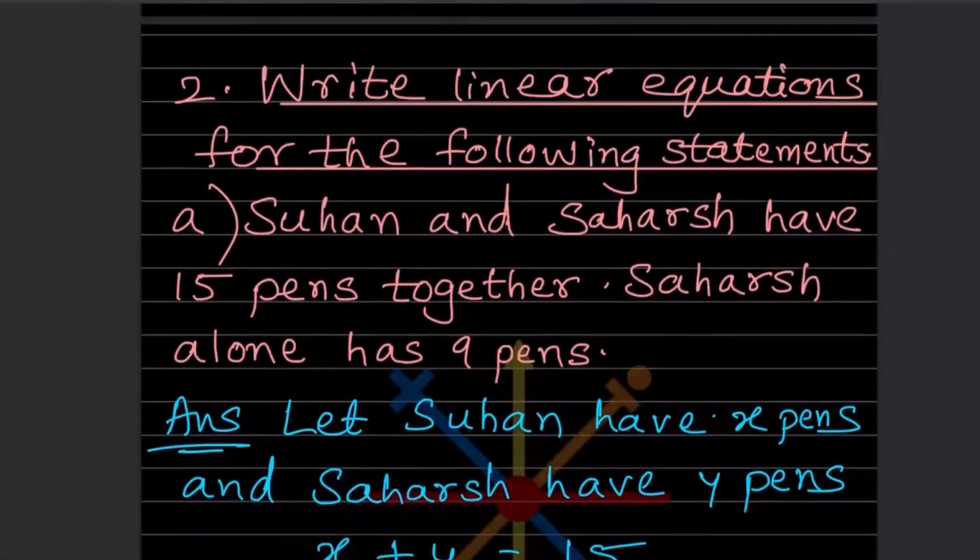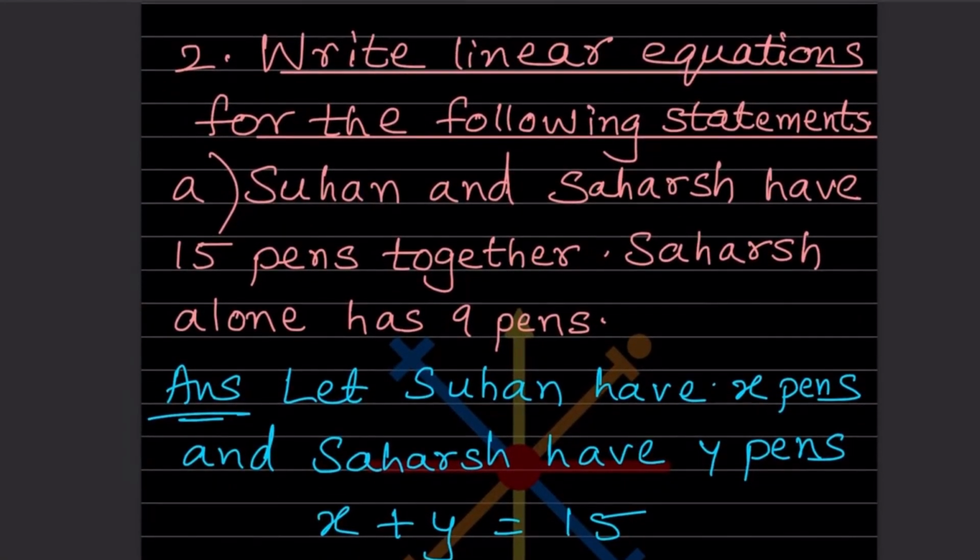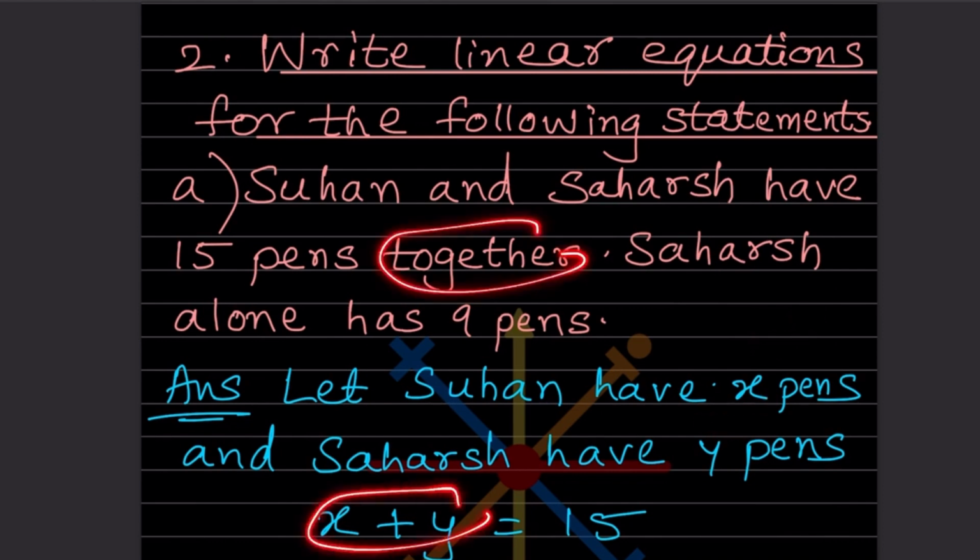Now they said here, write a linear equation for the following statement. Suhan and Suraj have 15 pens together. Both of them together they have 15 pens. Suraj alone has 9 pens. So what will we do? We'll use two variables here. Now Suhan has x pens and Suraj has y pens. So what are we going to do? Together means x plus y. They have 15, right? So here 15.